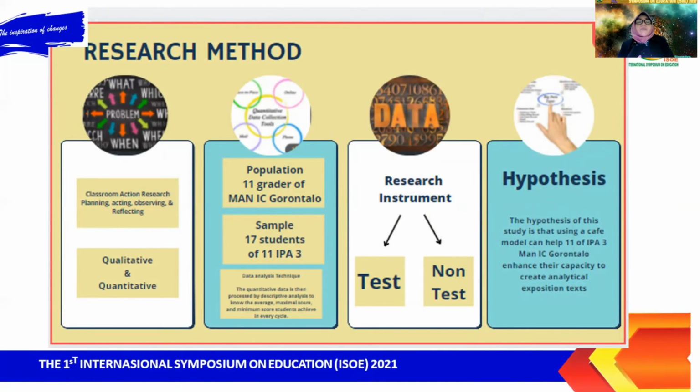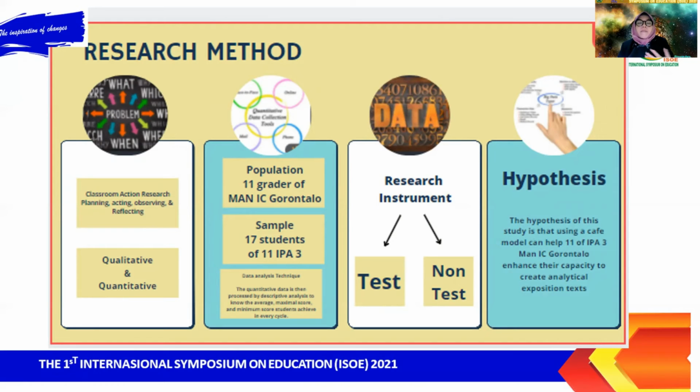Let's come to the next point, the research methods. The research was conducted at MAN Insan Cendekia Gorontalo. The subjects of the research were the 11th graders in Science Program 3, which has 17 students. The method used was classroom action research, using the Kemmis and Taggart model of planning, acting, observing, and reflecting. The data was gathered using quantitative and qualitative methods.